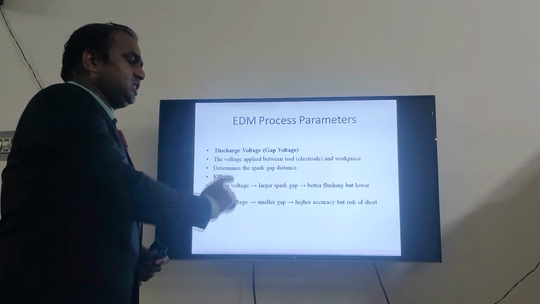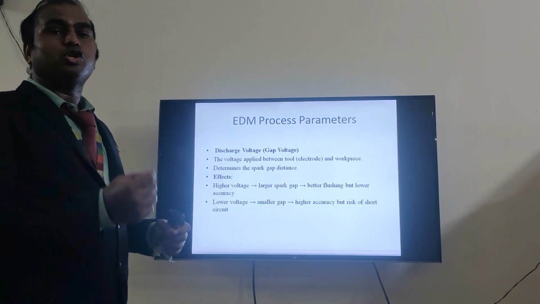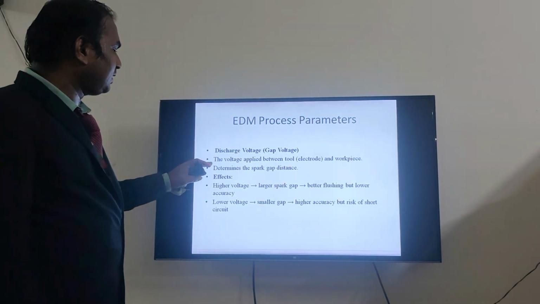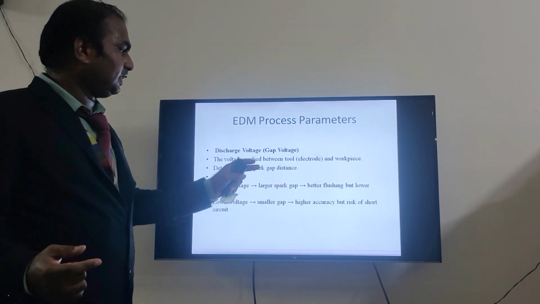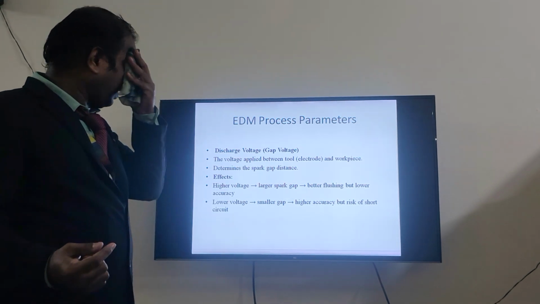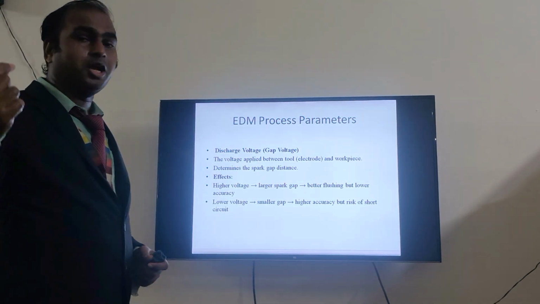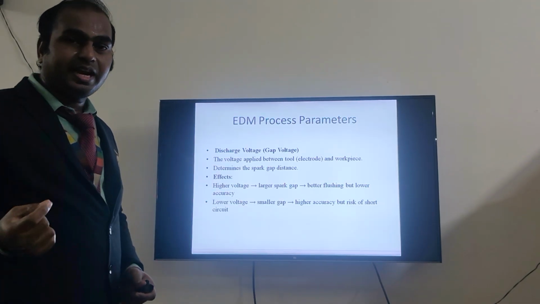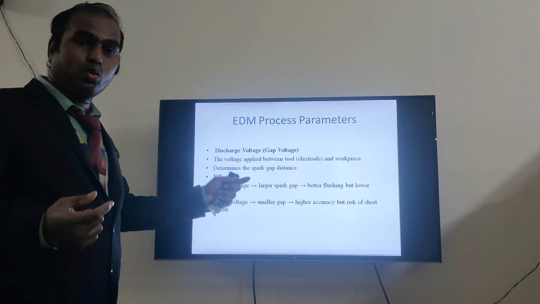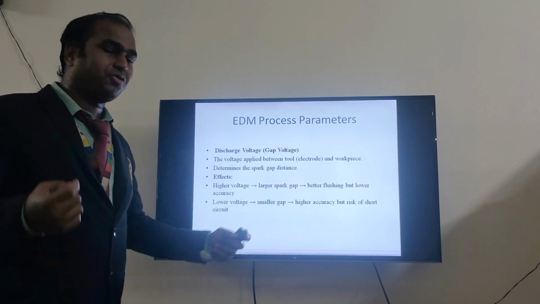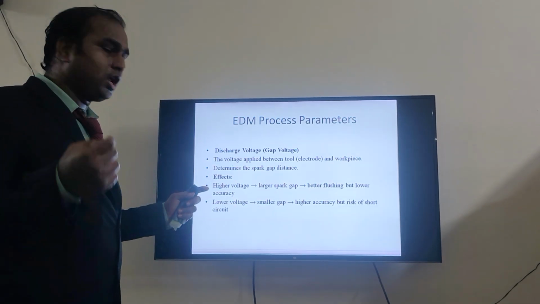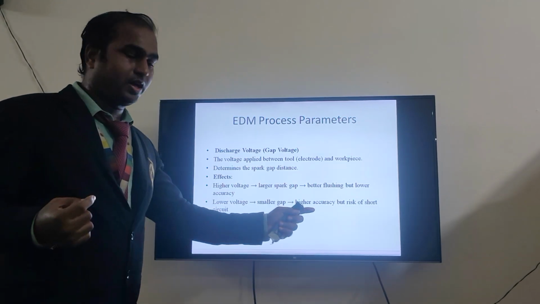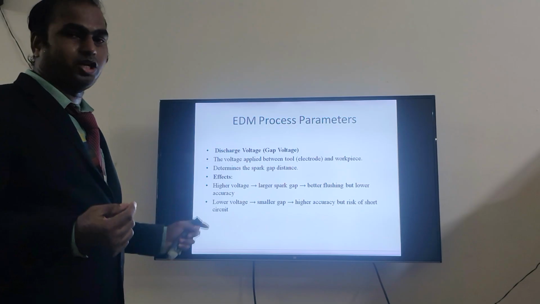So what is electrical discharge gap? As I said in the previous slide, between the tool and the workpiece you have to maintain a proper gap voltage. Normally this voltage is applied between the tool, which acts as an electrode, and the workpiece, which acts as an anode, determining the spark distance. This spark distance has a significant effect: higher voltage means a larger spark, with a better surface finish but lower accuracy. Lower voltage means a smaller gap, which means higher accuracy, with very high short circuits.